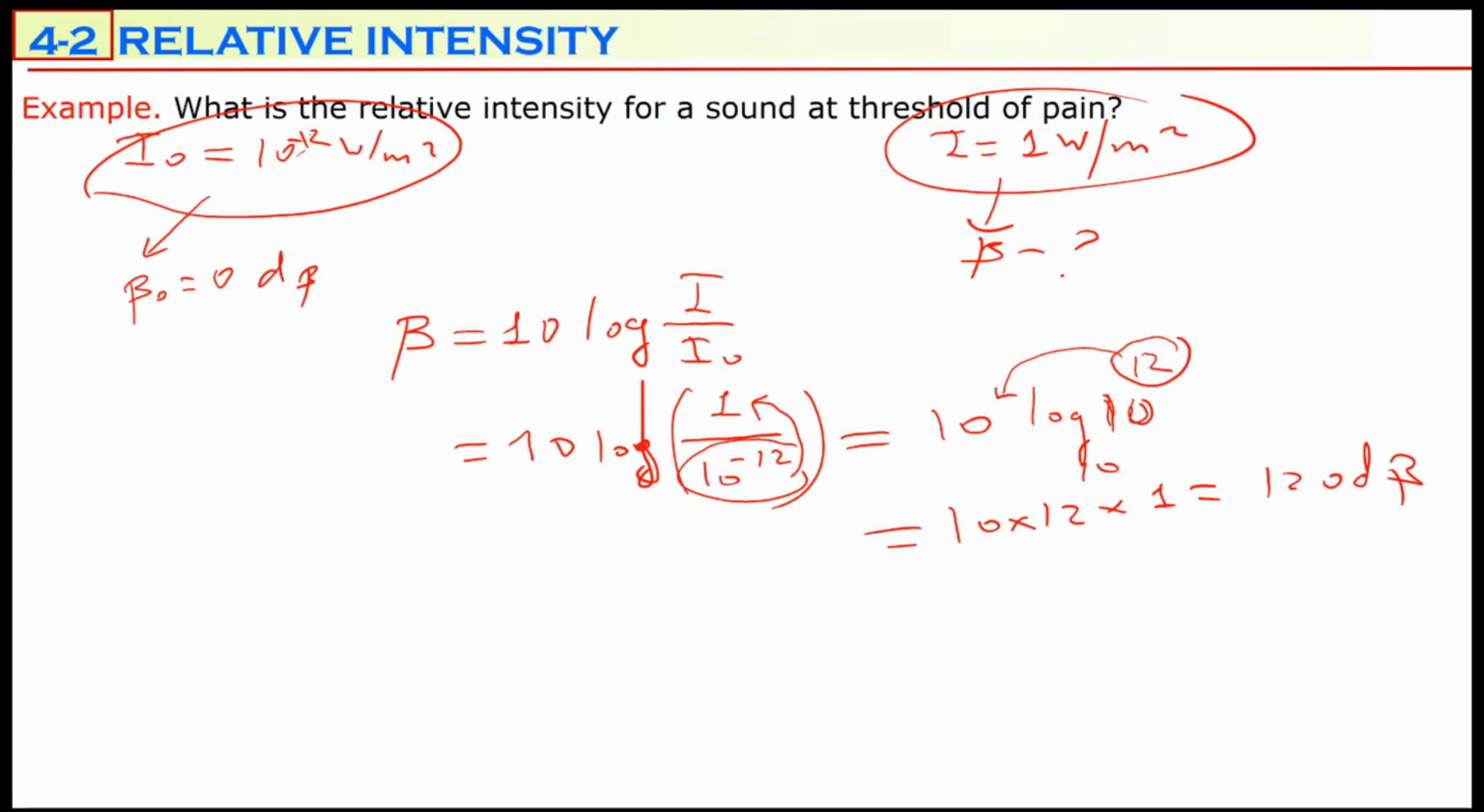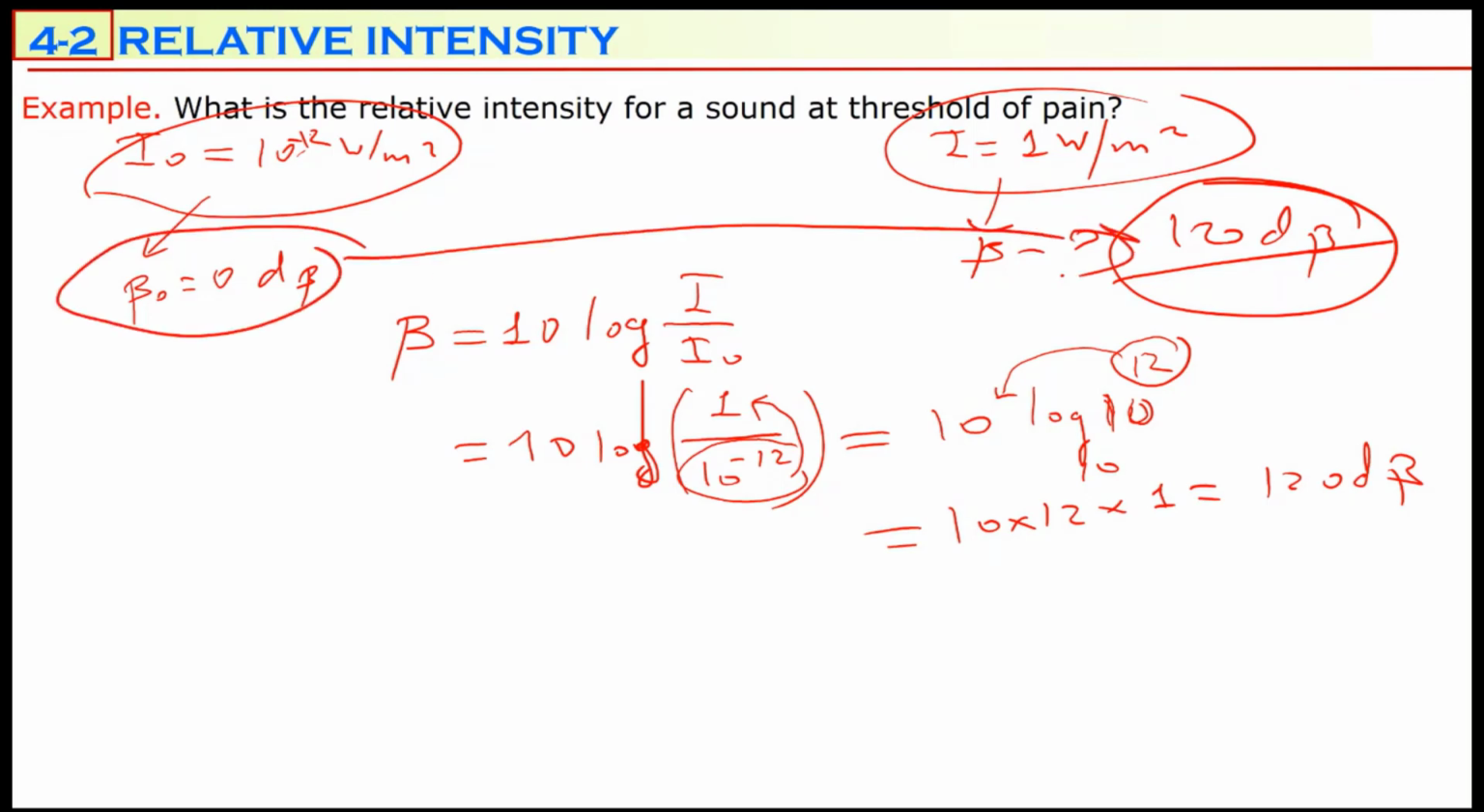So the relative intensity for the threshold of pain is 120 decibel. This is also an exam question. They ask, you don't need to calculate, you'll learn this. So the relative intensity for the threshold of pain is 120 decibel. That means the loudness of a sound shouldn't be greater than that value for your ear health, not because it is the loudest sound, 120 decibel. What about the relative intensity for the threshold of hearing? It is 0 decibel. So these two numbers are very important, okay?